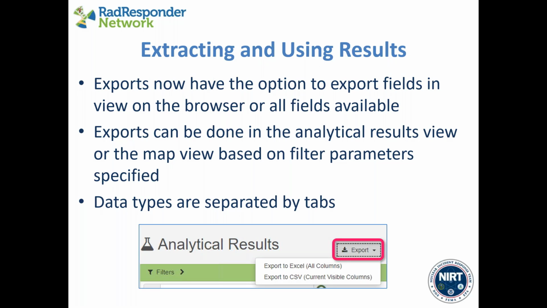If you wanted to use RadResponder to filter things down and pare things down to only the columns that you want, you can use the export to CSV option here. And that's just going to show the visible columns that you have on your screen at the current moment. So that's how you get data out of the analytical results table.